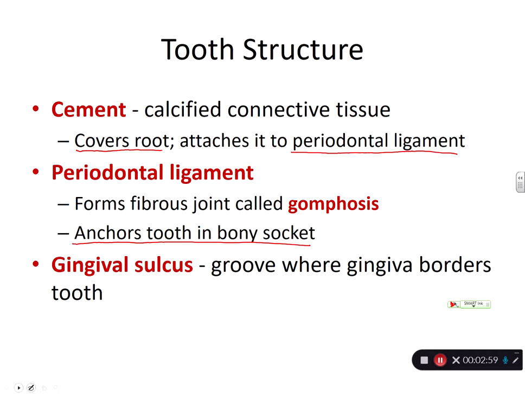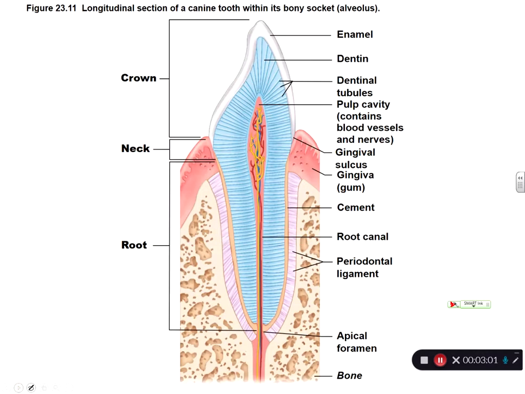So let me go back to this picture. The cement, I'll color it in red, is this stuff right here. It just surrounds the root of the tooth. You can see it surrounds the entire root. And then the periodontal ligament is this really short fibrous connective tissue. I'll color that in blue. It's this tissue here. That's the periodontal ligament, and it truly is holding the tooth in the socket.